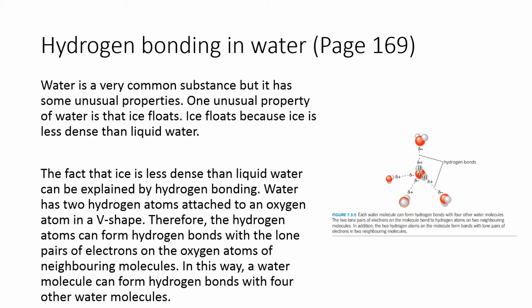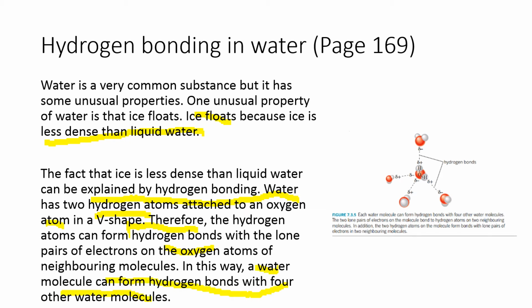So hydrogen bonding in water. When we talk about hydrogen bonding in water, as you can see here, it says that one unusual property of water is that ice is less dense than liquid water. So what does it mean? It means that the water molecule here, as you can see on this diagram, number 1, is V-shaped. Water has 2 hydrogen atoms attached to an oxygen atom in a V or bent shape. Therefore the hydrogen atoms can form hydrogen bonds with the lone pairs of electrons on the oxygen atoms of neighboring molecules. In this way, a water molecule can form 4 hydrogen bonds with 4 other water molecules.